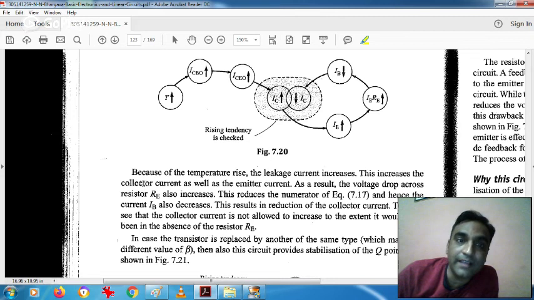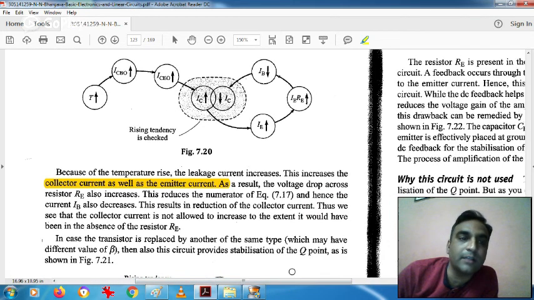Now this IC increase will also increase the emitter current. Collector current के साथ साथ emitter current भी बढ़ेगा, because IC is almost equal to IE. Now if the collector current increases, as we understand, the voltage drop across the resistor RE will increase, because the drop across RE is nothing but IE into RE. So the drop across RE will increase.